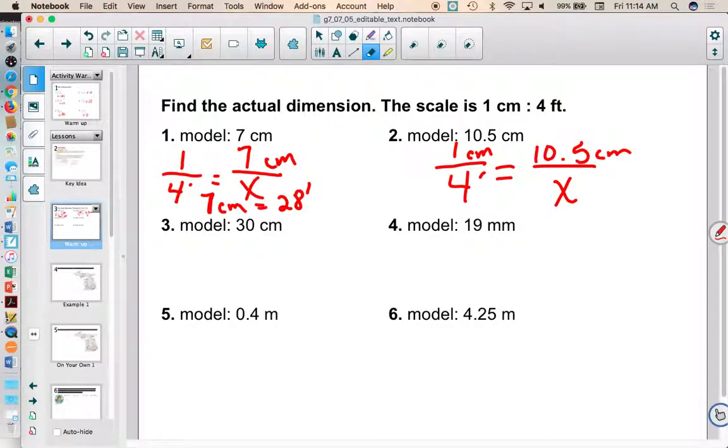Number 2, what is the length in real life? What is its length in real life? 42 feet. 10 centimeters on the model is 42 feet in real life, or actual dimensions.